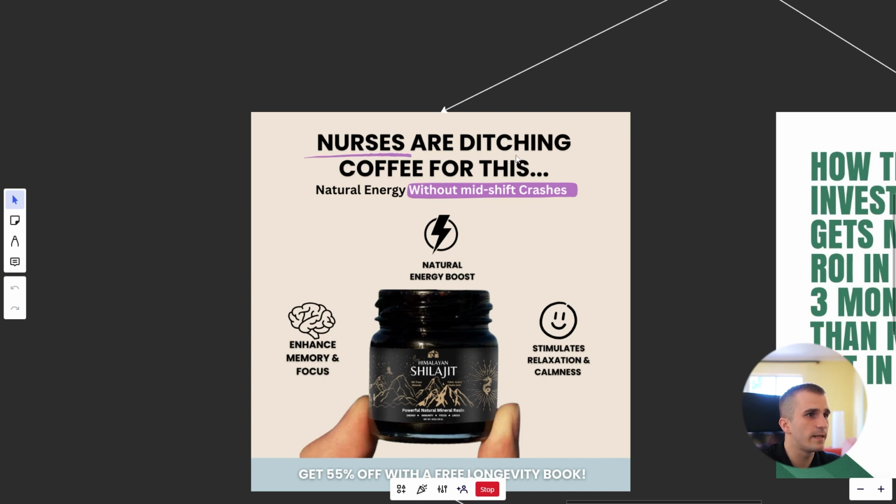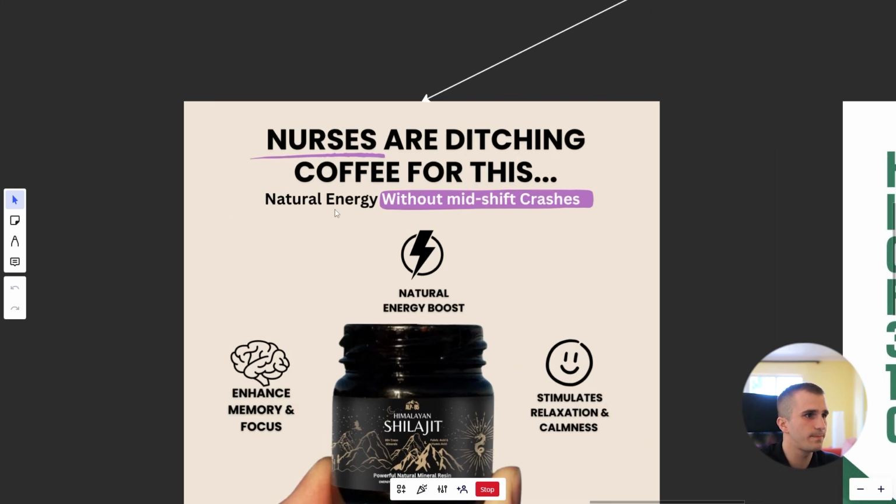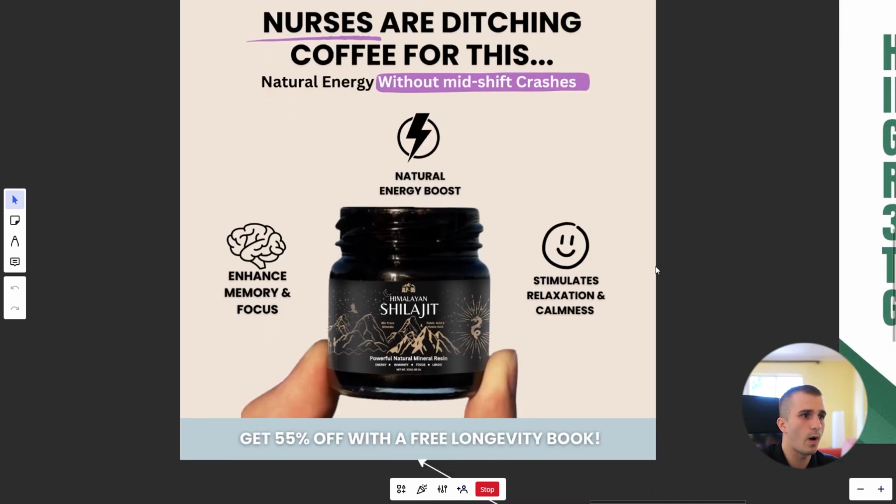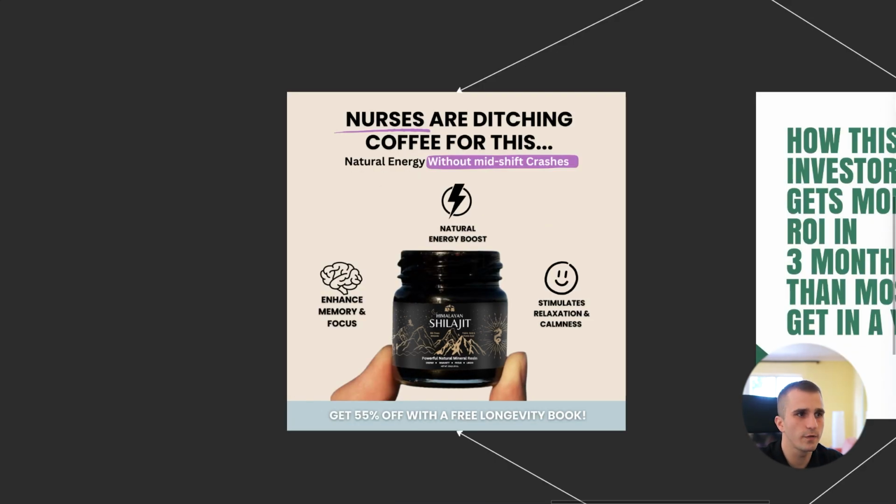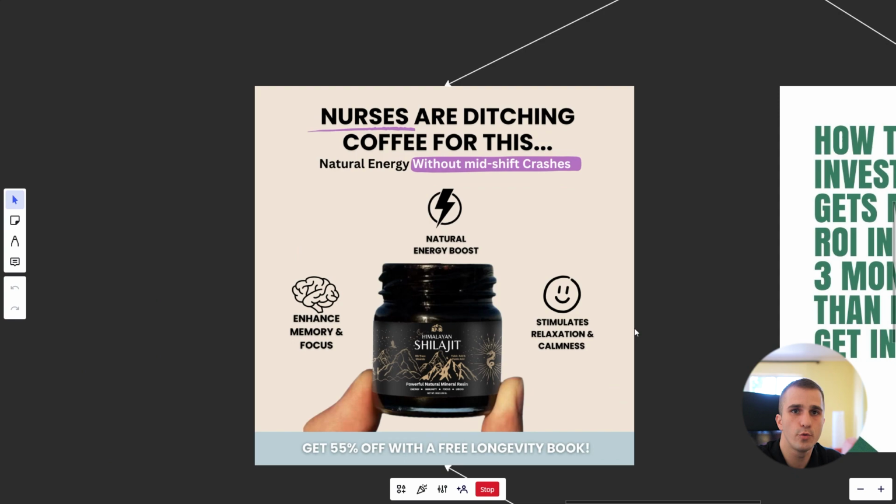So they have this statement, then below it they state what the product is about: natural energy without mid-shift crashes. And when you scroll all the way to the bottom, you can see what the product is. That way you're making a kind of story from your ad. You're making something that will also educate your visitors about new products they didn't know about, because most likely they didn't even know that this product exists. But now that they have started with a proclamation, with some kind of story, you can educate them about some problem that they didn't even know they have, or a solution that they didn't even know exists. And that way you get to broaden your market and target the cold audience.